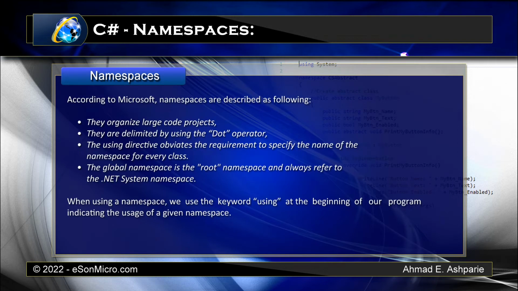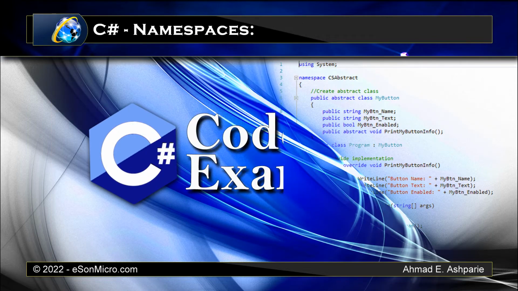According to Microsoft, namespaces are described as following. They organize large code projects. They are delimited by using the dot operator. The using directive obviates the requirement to specify the name of the namespace for every class. The global namespace is the root namespace and always refers to the .NET System namespace. When using a namespace, we use the keyword using at the beginning of our program, indicating the usage of a given namespace. Now, time to see some examples.